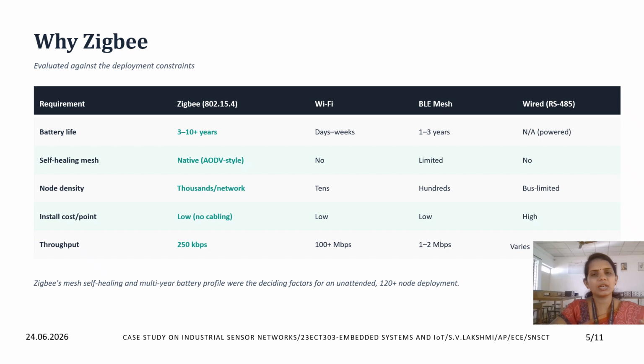So why do we go for Zigbee? As we have discussed, it has low power consumption, good battery life, and the node density is around thousands, and the installation cost is low, and the throughput is 250 kbps. When we compare this with Wi-Fi, wired, and Bluetooth technology, Zigbee plays a major role in its low cost and low power system.